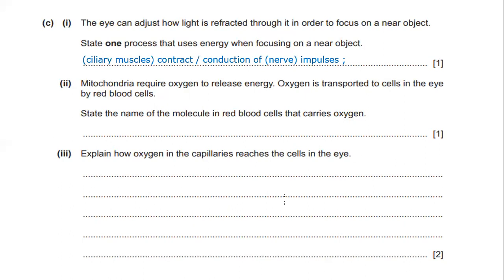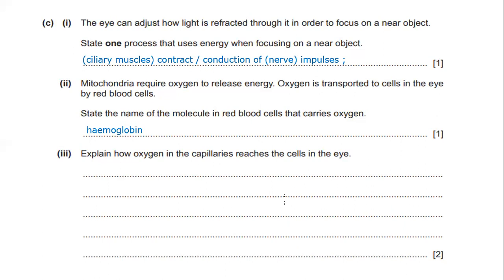Number 2, mitochondria require oxygen to release energy, which is oxygen transported to cells in the eyes by red blood cells. State the name of the molecule in the red blood cells that carries oxygen. Remember that blood is red because it contains a red pigment, or colored substance, which is called hemoglobin. So that's the answer, hemoglobin. This pigment transports oxygen around your body. Okay, let's go to the next question.